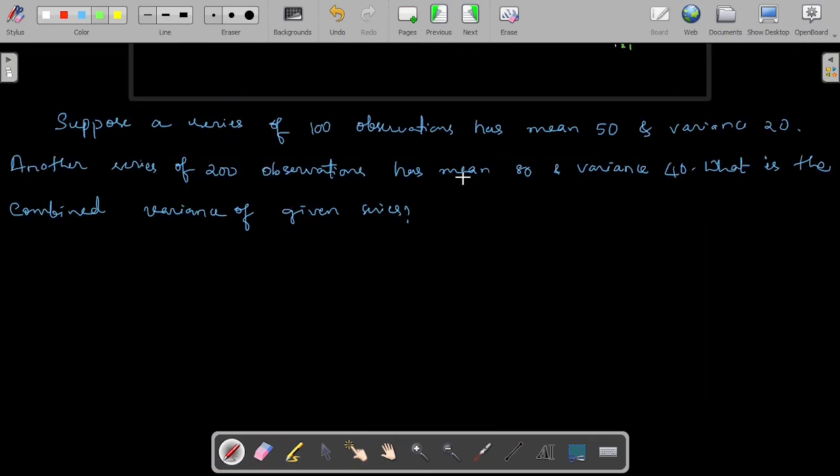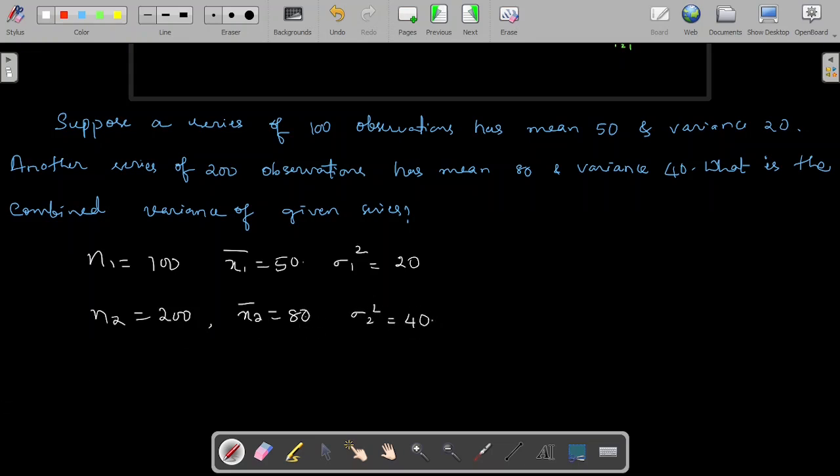One example: suppose a series of 100 observations has mean 50. So n1, the first series size, is 100, with mean x1 bar equal to 50 and variance sigma 1 square equal to 20. Another series of 200 observations, so n2 equal to 200, has mean x2 bar equal to 80 and variance sigma 2 square equal to 40. What is the combined variance of the given series?